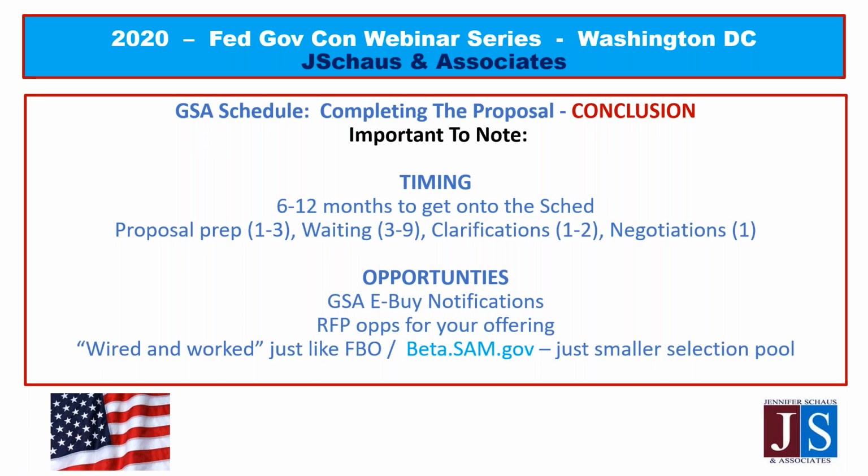Basically, GSA eBuy is a scaled-down version of FedBizOps, which obviously is now beta.SAM.gov. It's just a smaller selection pool. These opportunities have been worked and wired, and it's just that the sales rep was clever enough to push the buyer to GSA schedule, to have the technical portion of the solicitation kind of written for them.